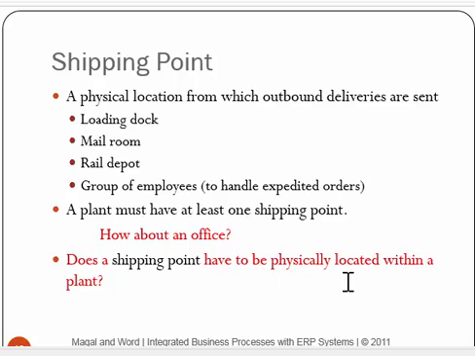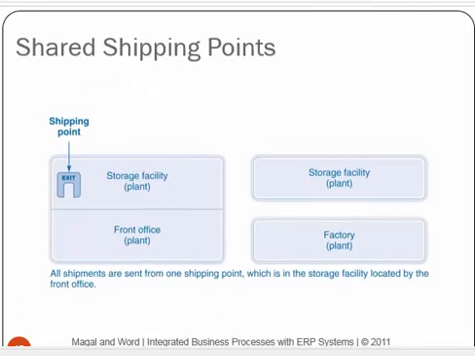Does the shipping point have to be physically located within a plant? No. As we said, we can only have individuals that will take outside of the plant. So you can see, look at the picture and see. See here? I have a plant that has a shipping point, but other plants don't have anything. So all four plants send to one shipping point. Most probably, this is a plant that is a distribution center.